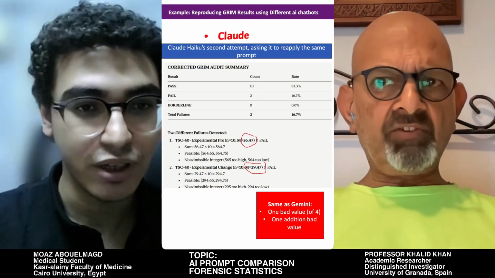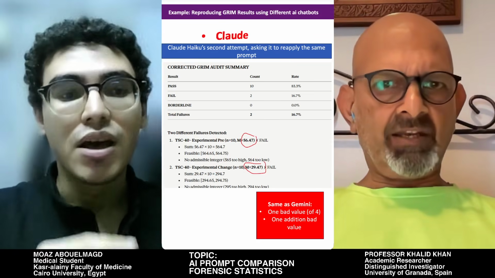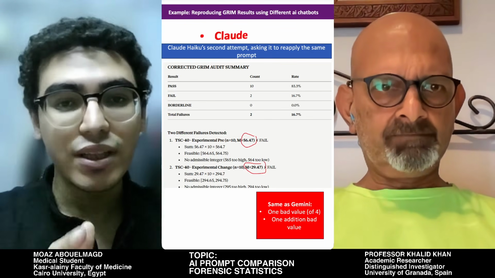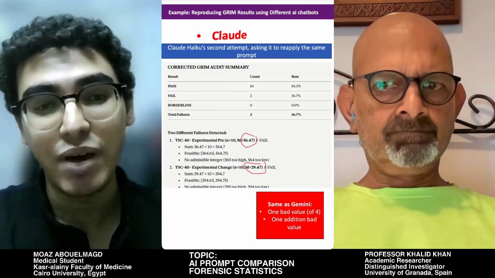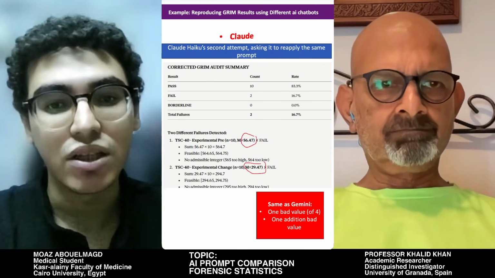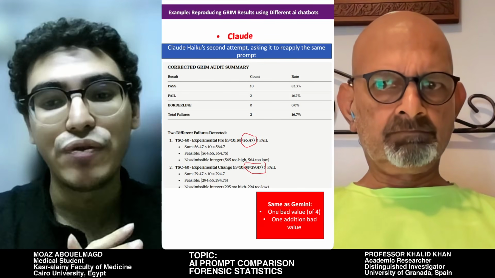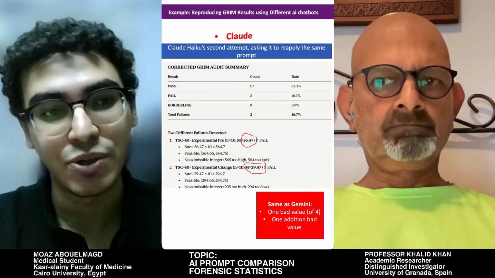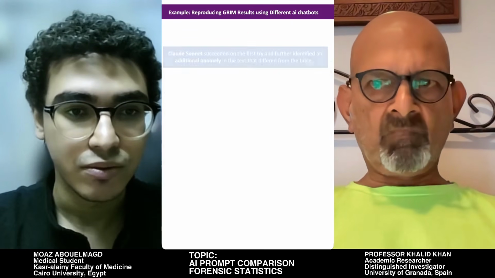What were the observations according to the second attempt carried out in Claude? So we did a second attempt with Claude because we found only one bad value. So let's try again. When we tried again with Claude Haiku, the simplest model, we found the same results as Gemini. We found one bad value and one additional bad value.